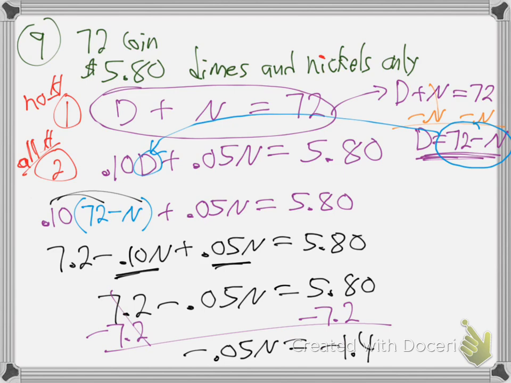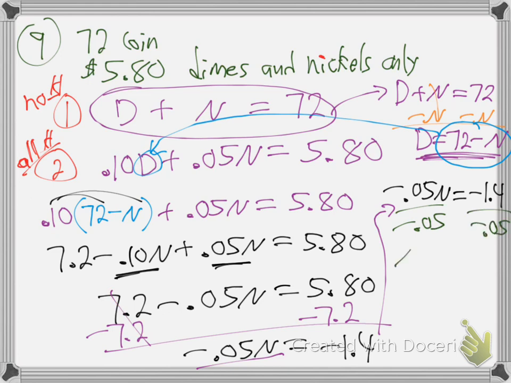Last step to get N alone. I'm kind of running out of room. I'm bringing it up here. So I've got minus 0.05 N is minus 1.4. Last step is to divide by minus, right, you always divide by exactly what's next to the negative sign, everything. Negative 0.05. And that's going to be 20. Is it 28? 28. Positive, right? Two negatives divided to be positive, huh? 28 nickels.